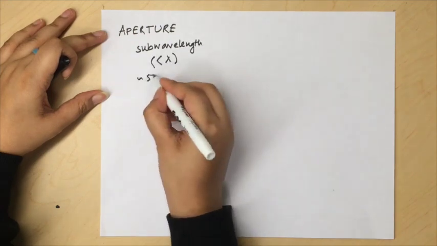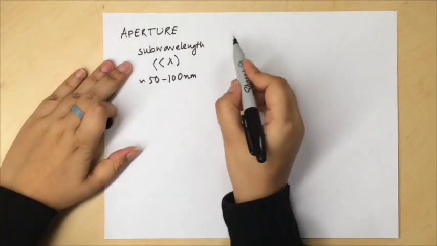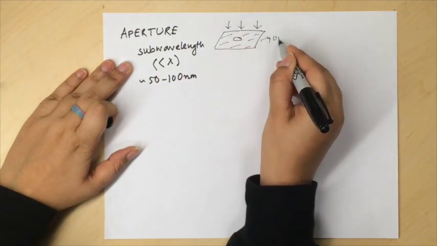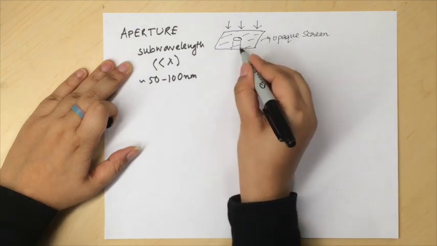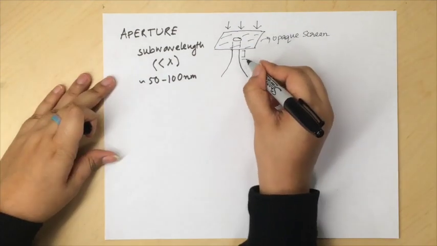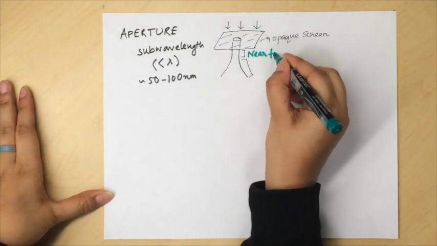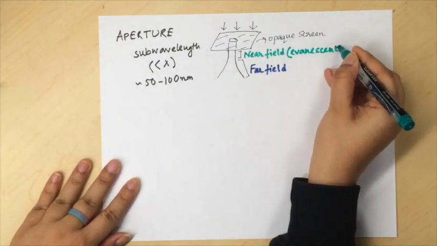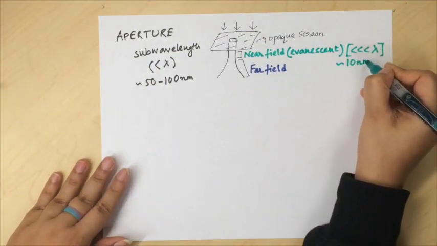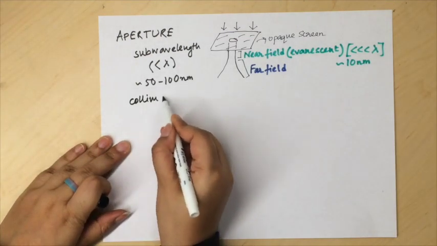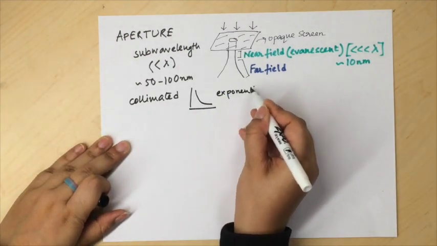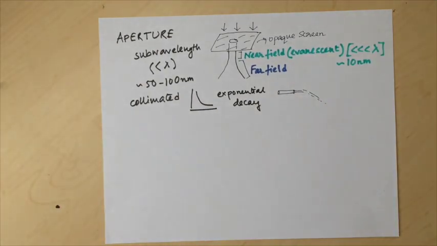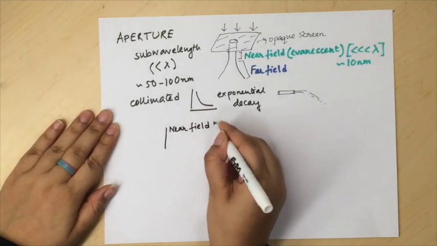An aperture is a tiny hole on an opaque screen having dimension much smaller than the wavelength of light, usually in the order of 50 to hundreds of nanometer. So this is an opaque screen. When light passes through it, it gets confined. This confined region is called near field and the rest is called far field. The near field or evanescent field exists at distances less than a single wavelength of light from the surface, around tens of nanometer. Here the light is collimated, but it decays exponentially. So you can think of a liquid gushing out of a very fine orifice that comes out pretty straight near the hole and that spreads out away from the hole.